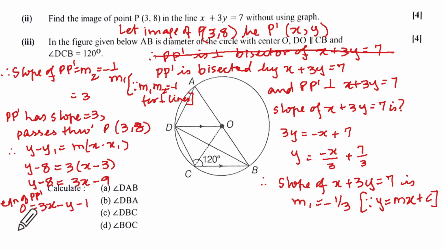Okay, so let the point of intersection M be equal to x comma y. Now you are going to help me. P dash is x comma y. We have already taken P dash as x and y.